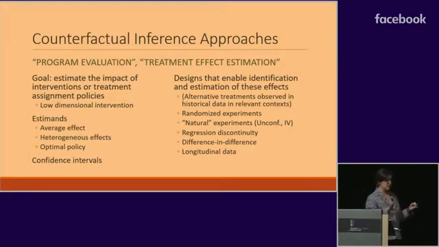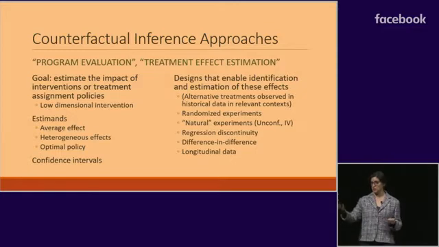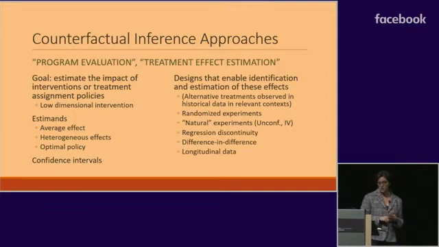The more sophisticated, more recent versions look for heterogeneous effects. So for whom did it work? Because that will tell me in the future, who should I send a mailing to try to get them to vote? And also more recently, a lot more emphasis on estimating optimal policies mapping from people's characteristics to their assignments.